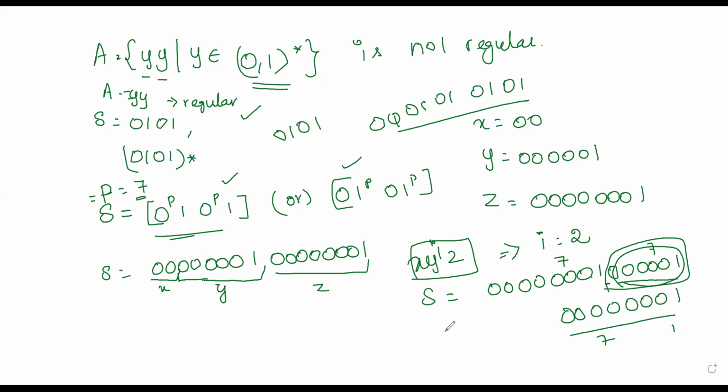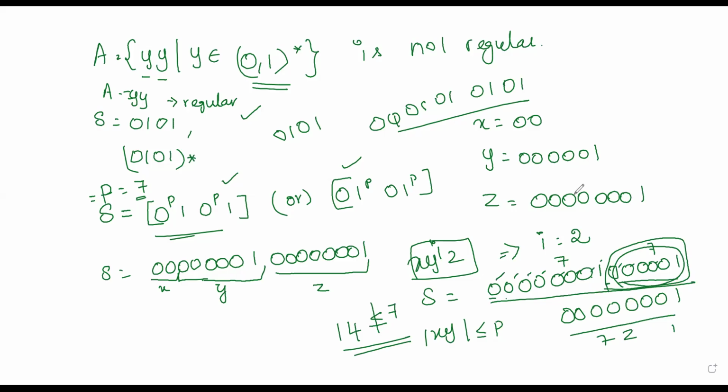Similarly, the length of y should be greater than 0. Yes, it is. But the length of x and y together should be less than or equal to p. See, consider the length of x, 1 2, and length of y, 3 4 5 6 7 8. Or you can also say it this way. These terms are the x and y terms, 1 2 3 4 5 6 7 8 9 10 11 12 13 14. So there are 14 terms in x and y, and the length is not within the pumping length. So this is also proof that it's not a regular language.